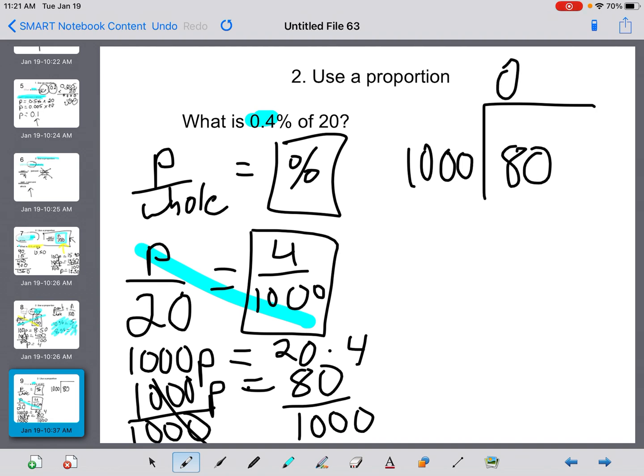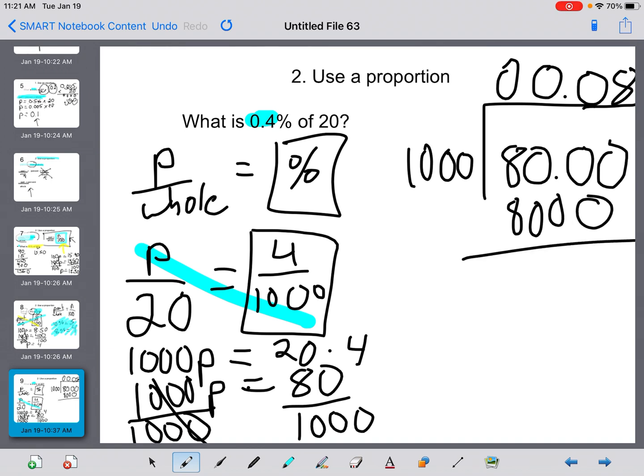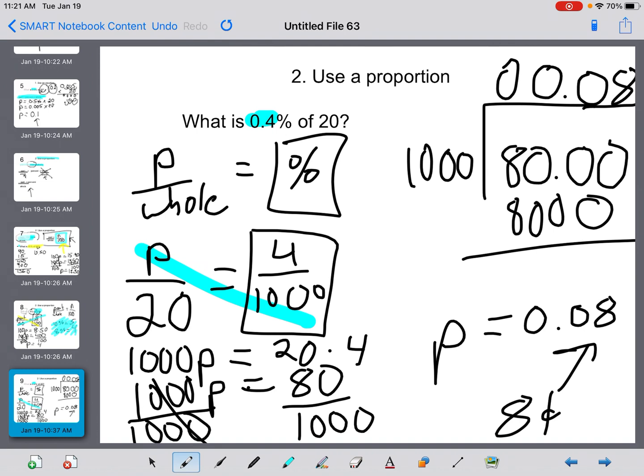So now 1,000 does not fit into 8. It does not fit into 80. I'm going to place a decimal on the top and the bottom. It does not fit into 800. 1,000 does fit into 8,000 8 times perfectly. So now it ends up that my part equals 0.08, which is really 8 cents. So if I offered to give you 0.4% of 20 bucks, I'm giving you 8 cents.